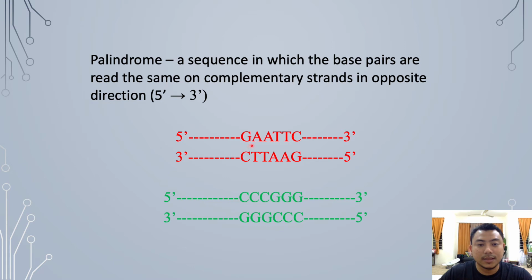It means like this. We know that DNA comes double-stranded. So this part of the DNA reads as GAATTC, and the opposite strand from 5' to 3' also reads GAATTC, meaning it reads the same. For this one, CCCGGG, the same goes, the opposite strand also reads CCCGGG. Same, right? So that is what is meant by the term palindrome.